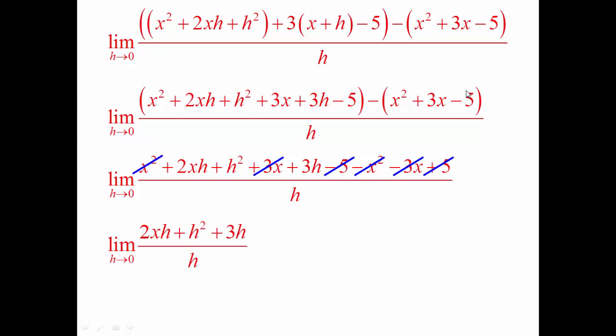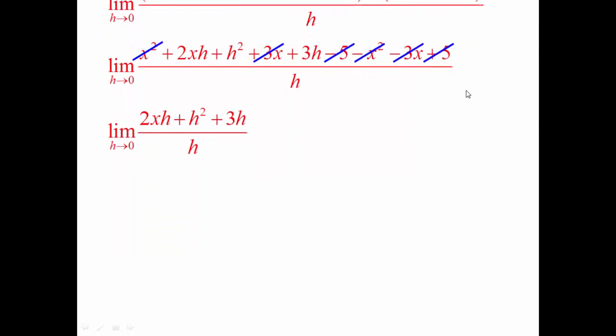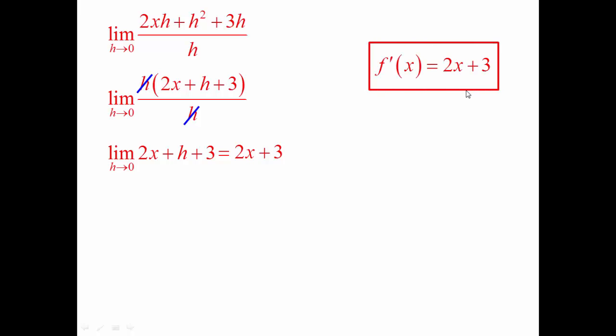Notice that all the terms that remain on the top have an h on them. Again, if all the terms do not have an h on them, you did something wrong. Go back and find your mistake. So I can factor out an h, leaving behind 2x plus h plus 3. That factored out h now cancels. And now I can apply my limit, getting my final answer of 2x plus 3.